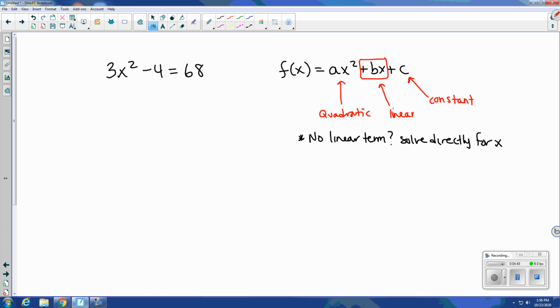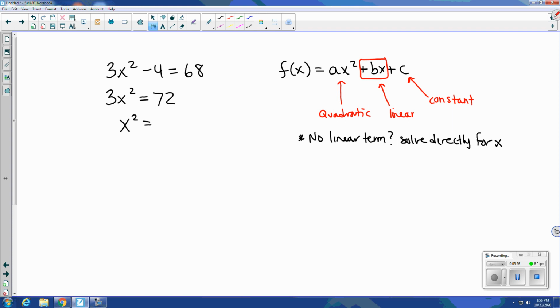So we have that example off to the left. And you'll notice on the left side of that equation, we have a quadratic in standard form where that linear term is non-existent. So we can just solve directly for x. And there is no linear term on the other side of the equation. We should note that, okay? So as long as there's no linear term in existence on either side, then we're good to just solve directly for x. The way we do that is by using inverse operations. So we're going to add 4 to both sides. And we're going to divide by 3.